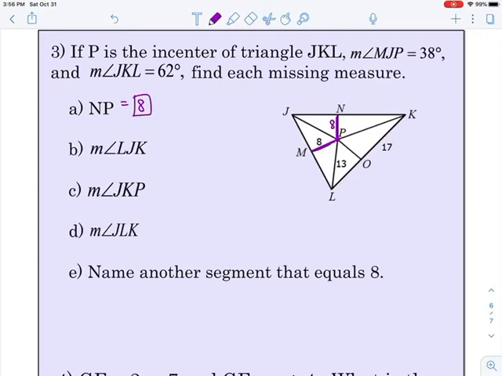The next thing I need to find is the measure of LJK. LJK is this entire angle here, and I think I'm going to need to pull in something from above. So they told me the measure of MJP. MJP, this right here, is 38. That's what's going to help me. And now I need to find that entire angle.